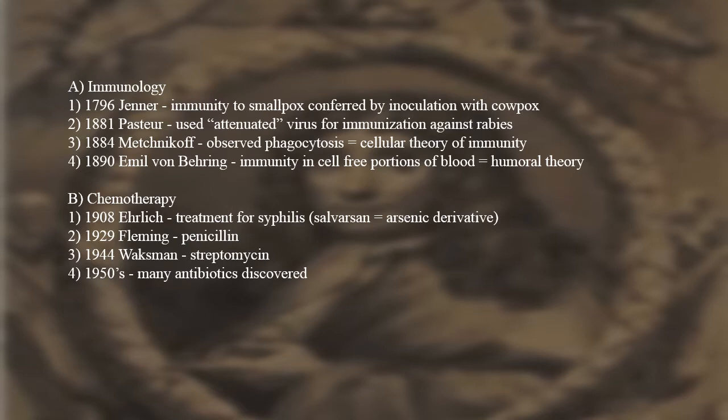And in the field of chemotherapy, in 1908, Ehrlich treated syphilis with the drug salvarsan, an arsenic derivative, and in 1929, Fleming introduced the first antibiotic, called penicillin. Later, in 1944, Waksman introduced the second antibiotic, streptomycin, and in the 1950s, many antibiotics were discovered.